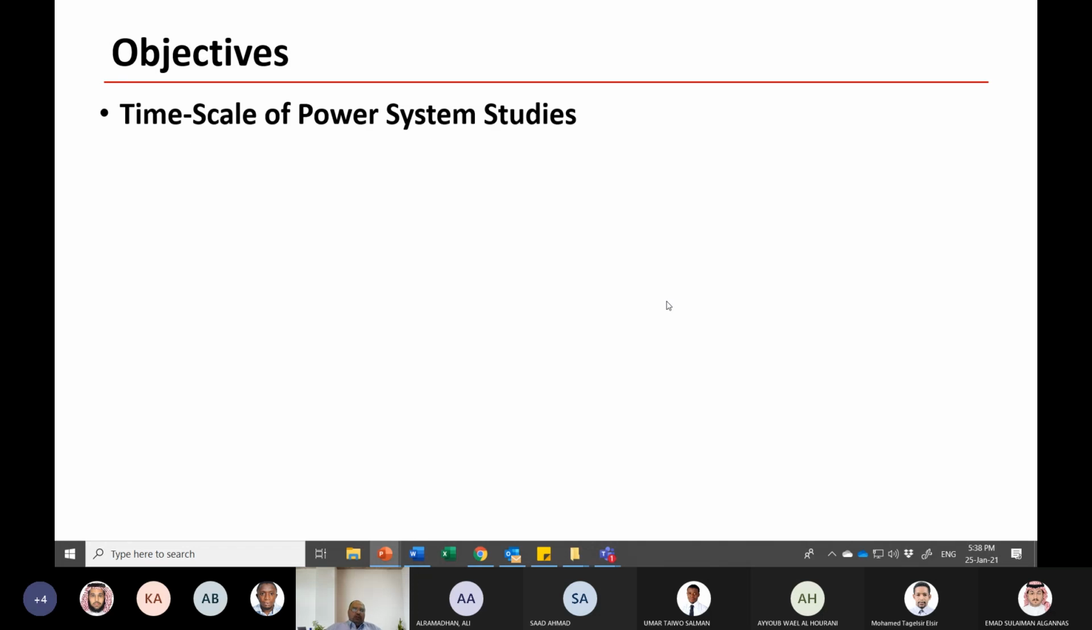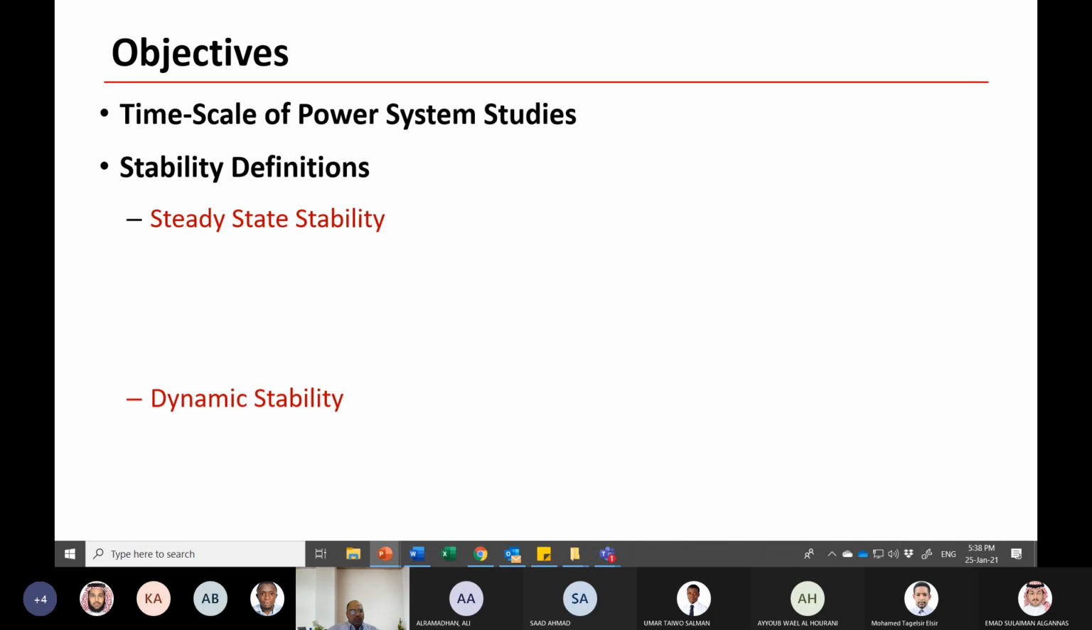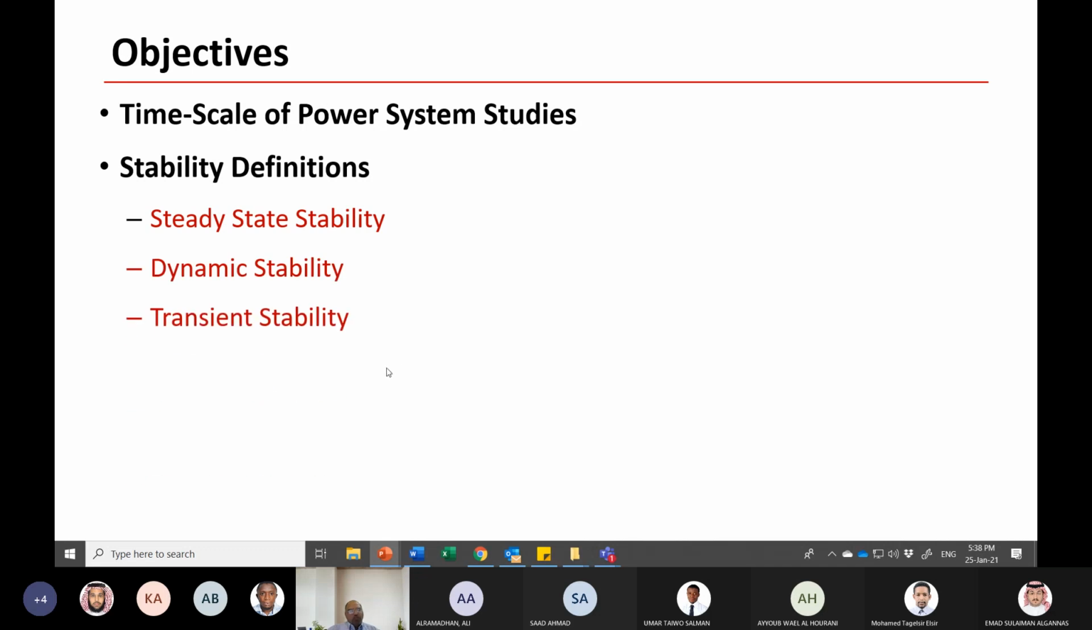Okay, so we will go over the time scale of power system studies. We pointed out the time frames of each study in power system, like lightning, transient stability, voltage stability, load flow, and so on, in order to highlight the time frame that we are interested in. For the stability definitions, we have three types of stability, as we mentioned earlier: steady-state stability, dynamic stability, and transient stability.